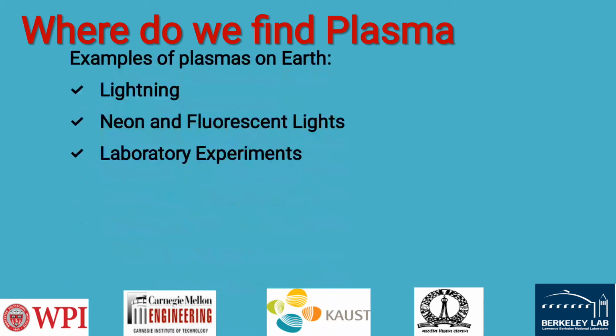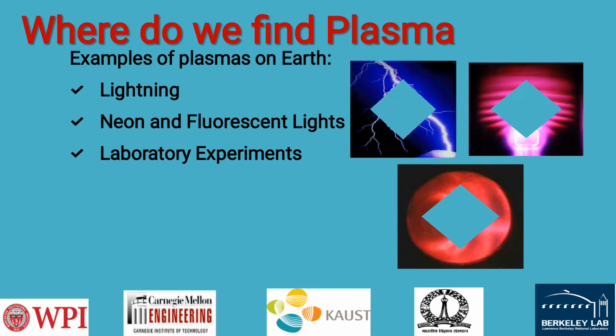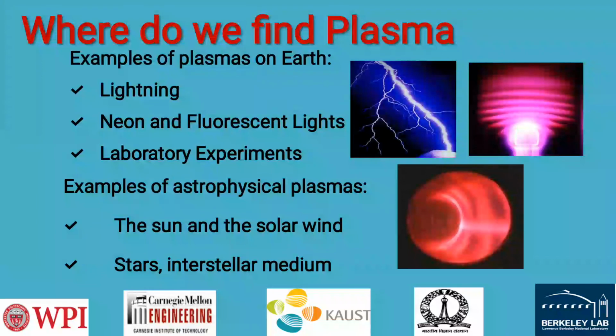So where do we find plasma? Examples of plasma on earth: you can get soft plasma, which is in a very low temperature range, and you can see it everywhere around you, actually: lightning, neon, fluorescent lamps, laboratory experiments. Why is there a lightning effect? When two clouds collide, a static charge is generated, which is discharged through the ground in the form of lightning. You can also see examples of astrophysical plasma.